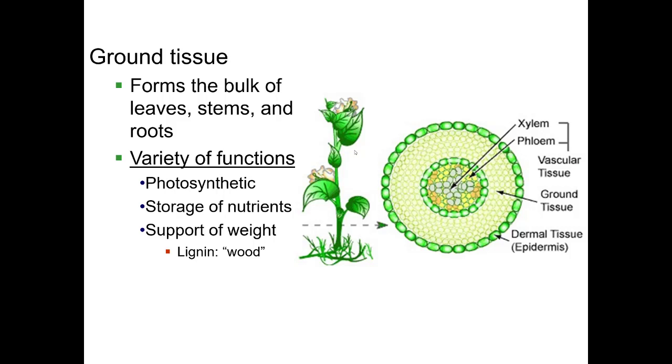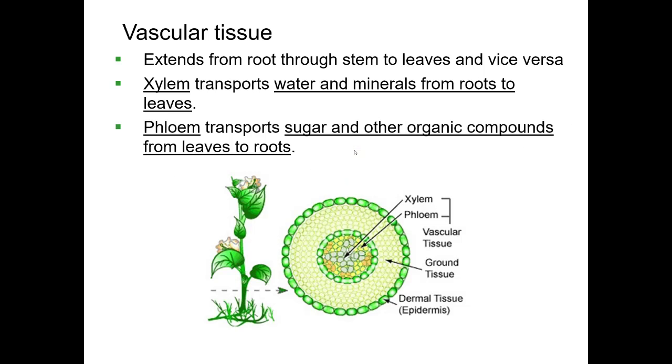Ground tissue, of course, can provide a variety of different things, including storage and the weight or the structure of the plant. Of course, these are often photosynthetic cells, like the main cells that make up the leaf, for instance. And then, of course, there's the vascular tissue.